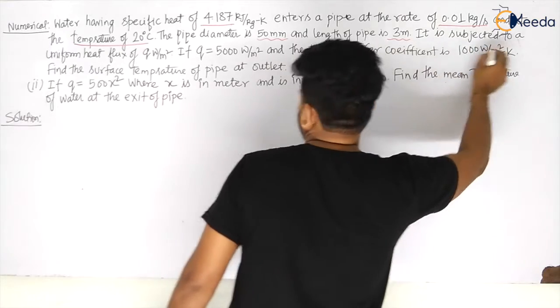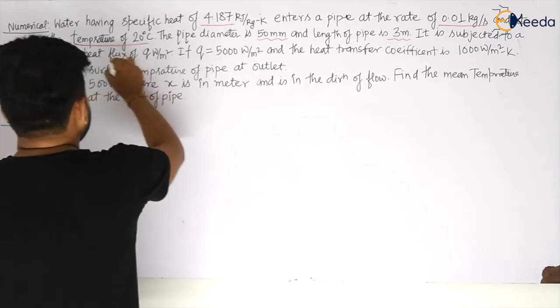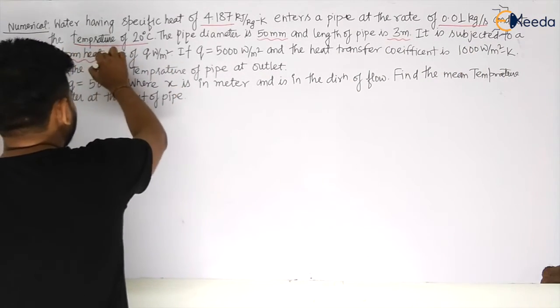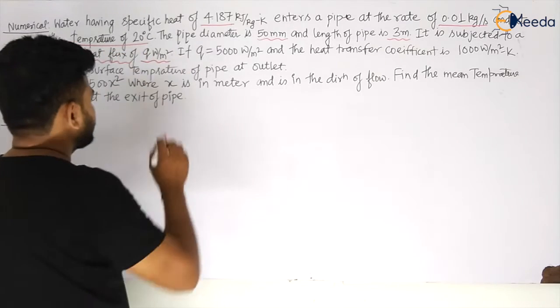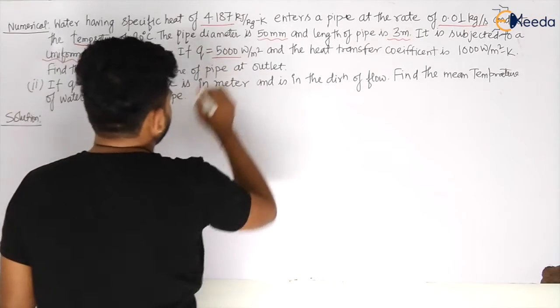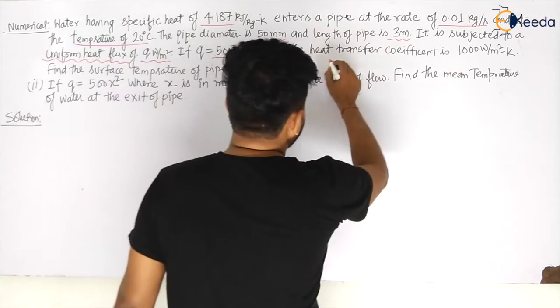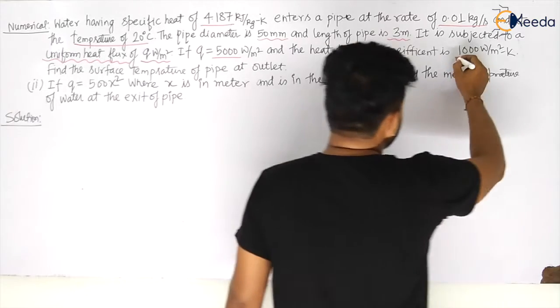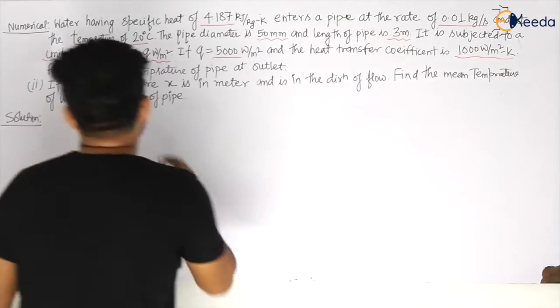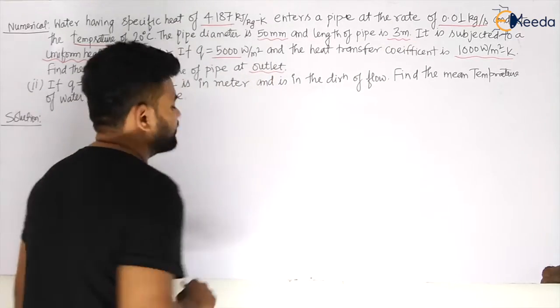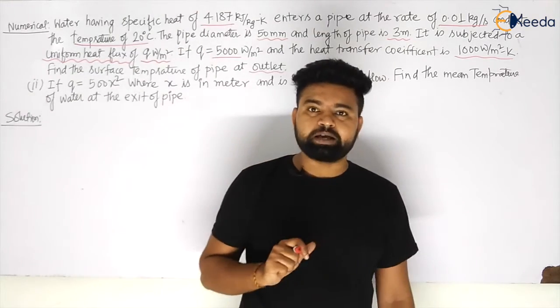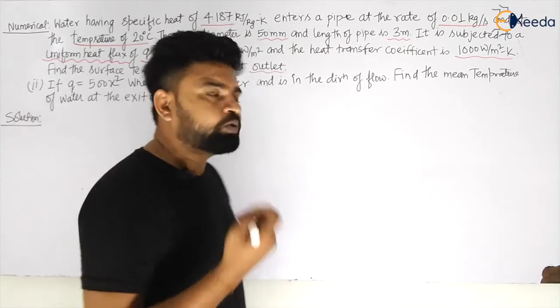It is subjected to a uniform heat flux. Oh my god, he has given again the uniform heat flux of Q watt per meter square. Now, if Q is equal to 5000 watt per meter square and the heat transfer coefficient is 1000 watt per meter square Kelvin, find the surface temperature of the pipe at the outlet.